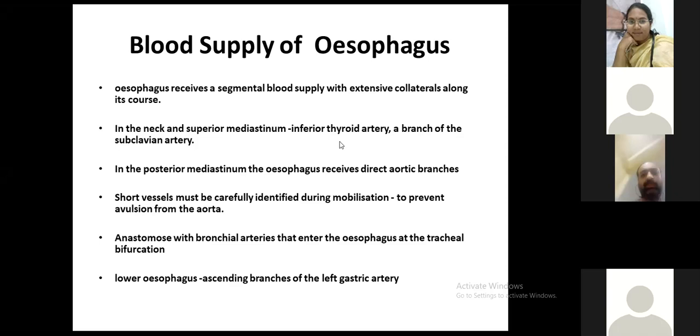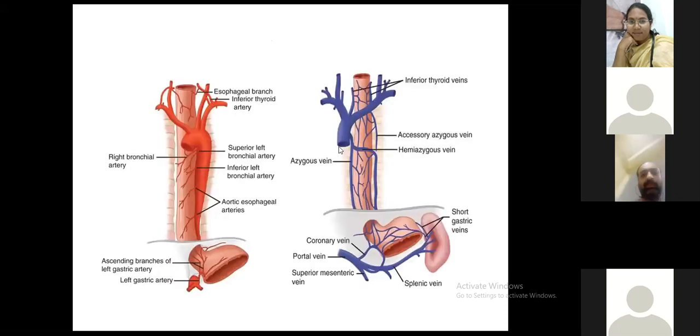The short vessels which supply nutrition to the esophagus should be carefully handled during surgeries to prevent avulsion from the aorta. And there is anastomosis with the bronchial artery, which enters the esophagus at the level of tracheal bifurcation. In the lower esophagus, the predominant supply is from the ascending branches, that is from the left gastric artery. So in this image, we can see the blood vessels of the esophagus.